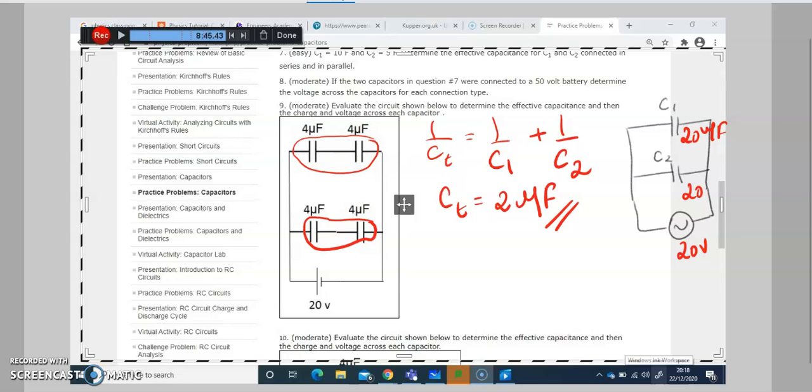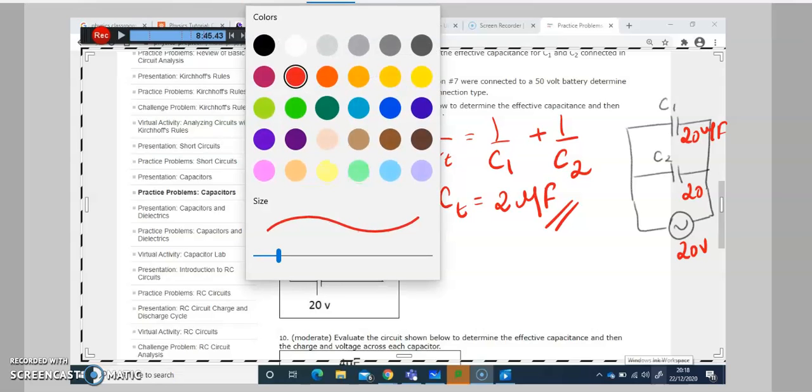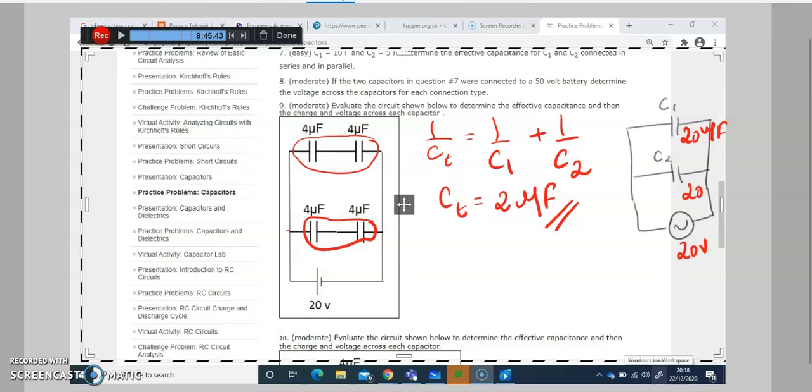Okay, so now you saw that it's 20 microfarad for each. Yes, we saw that the voltage across the parallel connection, which is this one, is 20. But that was for the effective capacitance. What about when capacitors are in series? The rule for series is going to be different, right?